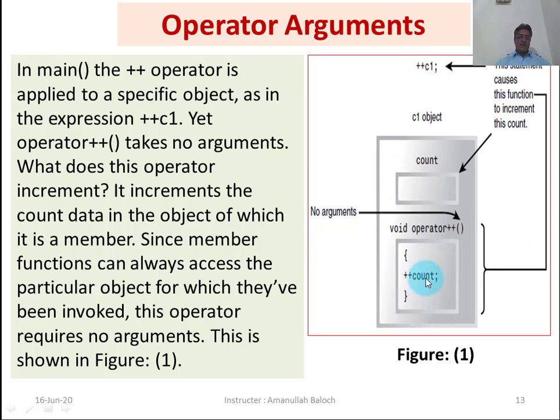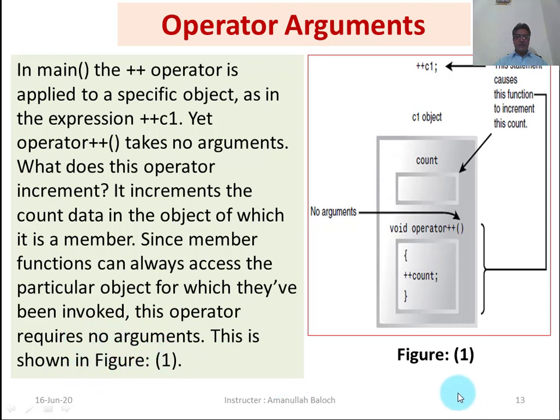This function increments one integer value in the memory of this count, because this operator contains no argument. So this is the prefix notation of the increment operator. There is another, postfix notation of the increment operator. It increments the count data in the object of which it is a member, since a member function can always access the particular object for which it has been invoked. This operator requires no argument.